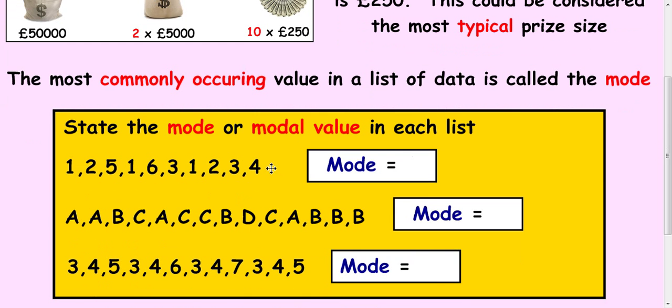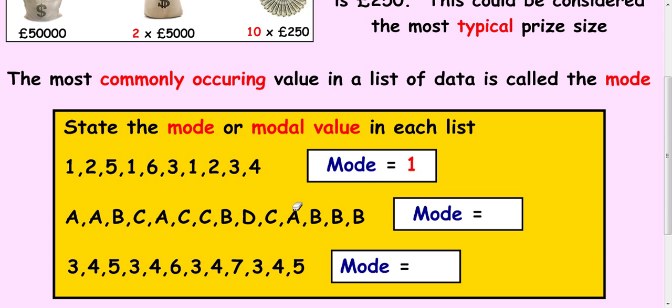So here are 3 examples of how that can happen. State the mode or modal value. Modal values is a plural, but it also means just take the mode in each list. Looking at this first list, we can see that 1 appears more than any other number. So we say the average, or the mode, is 1. Now we write mode, so don't write m because you might mix it up with the mean. So we write the word mode equals and then what the answer is.